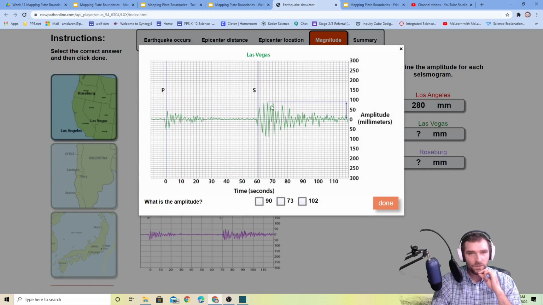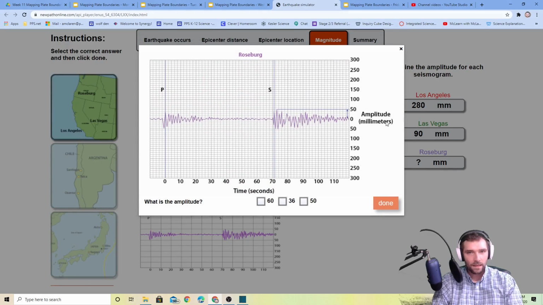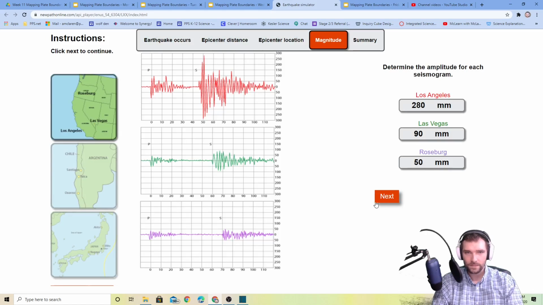And then the amplitude here was, and again, you can try and do this on your own. I would recommend that. It's good to practice some of our math skills here. 0 to, it looks like just under 100 maybe. I think that's the 100 line right there. So I think it's 90. Yep. And then this looks like it's pretty much at the 50. Okay.